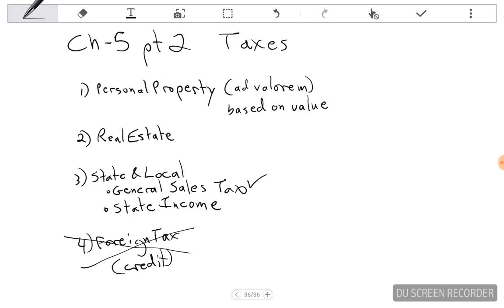Now, one thing that's not deductible is a fee. So like to get a fishing license or a hunting license, you're paying a fee. That's not a tax, so that doesn't work.